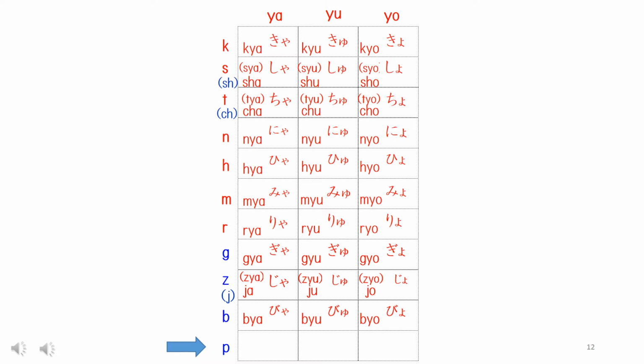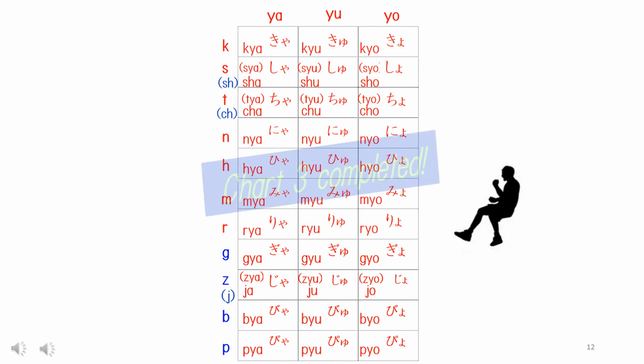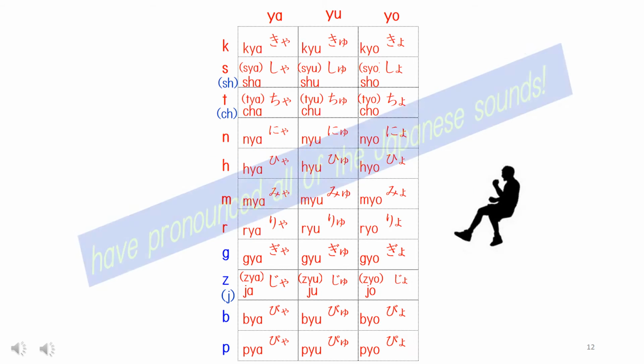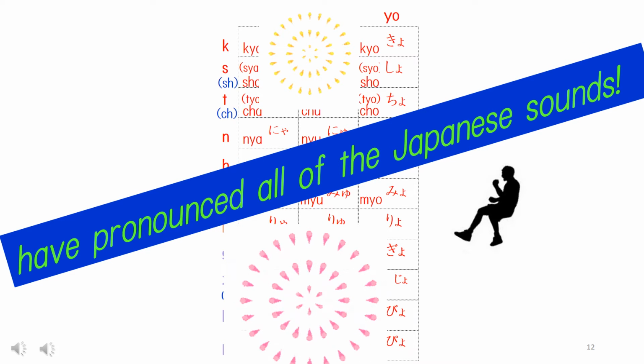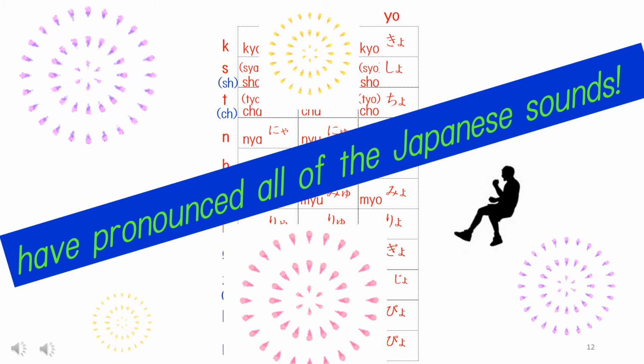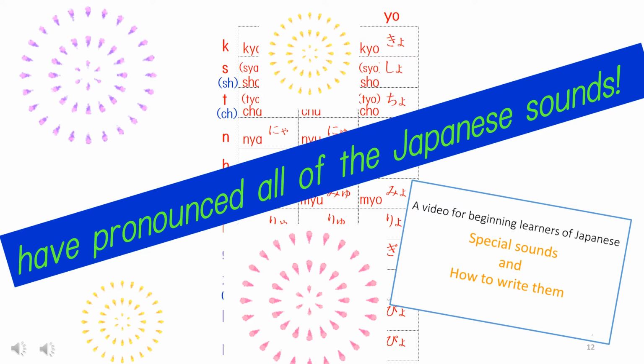And the last line, pya, pyu, pyo. The hiragana are pya, pyu, pyo. You did it! Chart 3 completed. You've pronounced all of the sounds. Some special sounds in Japanese and how to write them.